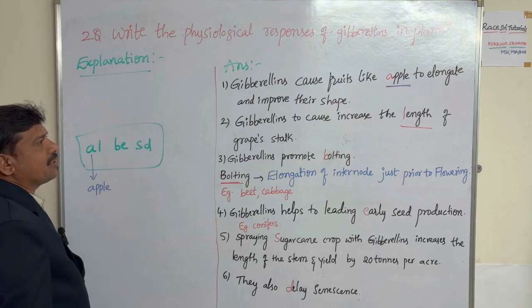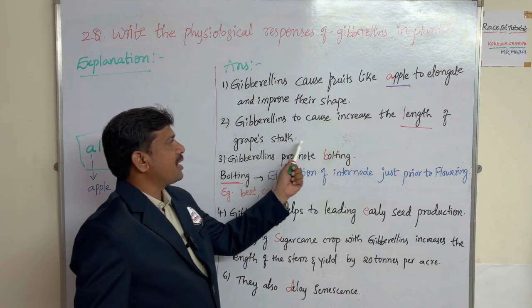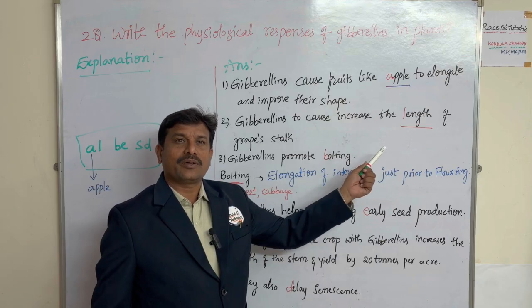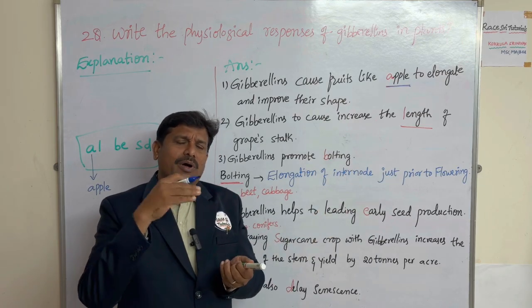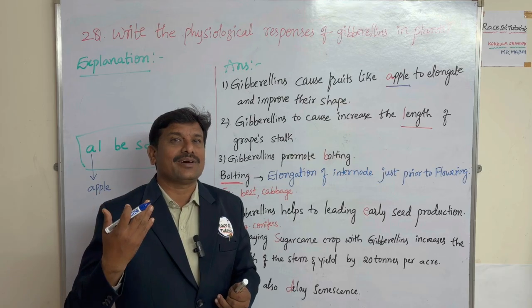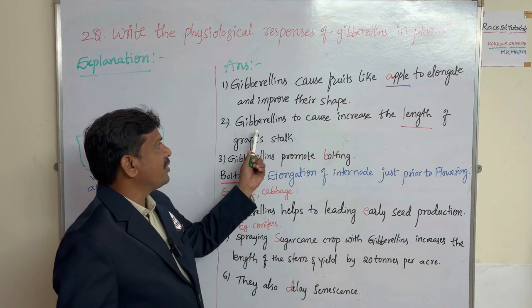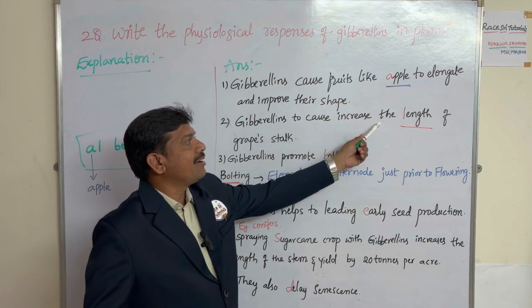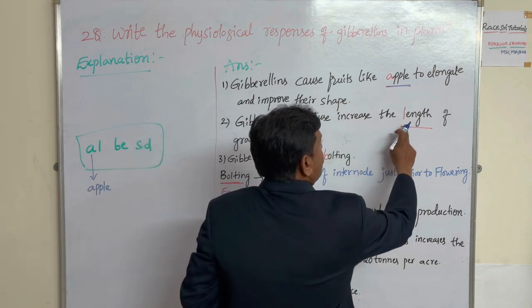The second one: what is that? Grape stalk is present. Grapes look like, what, I want more grapes, sir. For that purpose we need a lengthy stalk, which is very important. So that's why gibberellins increase the length. L is for length here.